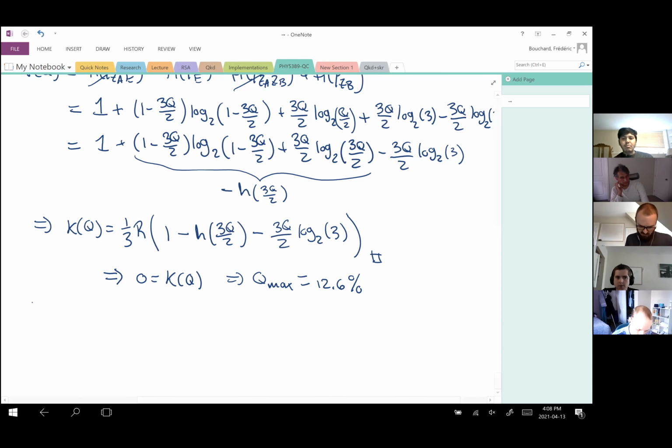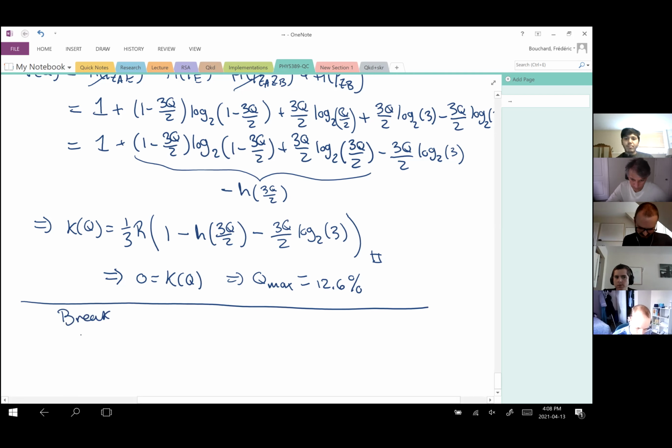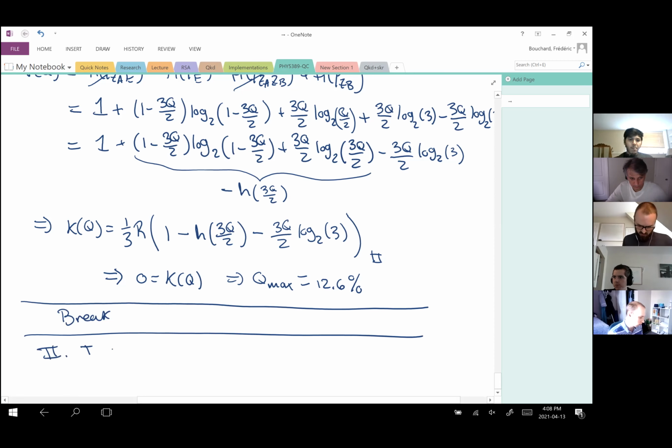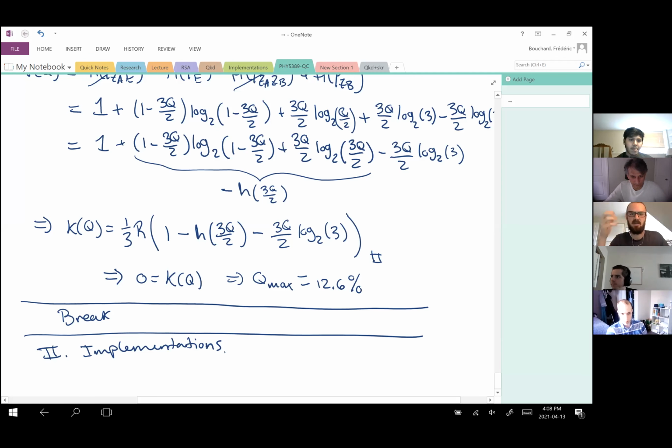So this is it. You can take a break. And then we'll go with the implementations, which is shorter. It was just to show you exactly how you would calculate any kind of secret key rates for any protocols. You would just change your rho AB and your ZAB and then just go through the calculation.